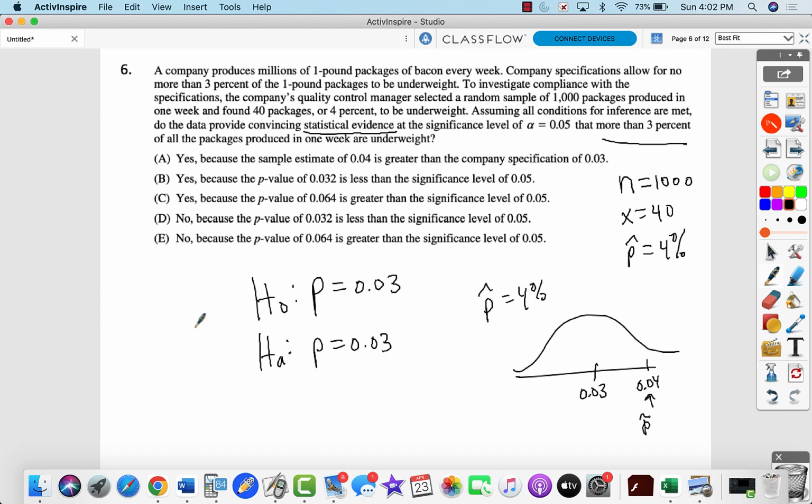Okay, so we have to go run this test. It's a proportion. It's categorical data. That first meat that went in there, it's either underweight or it's okay. The second one, it's either underweight or it's okay.